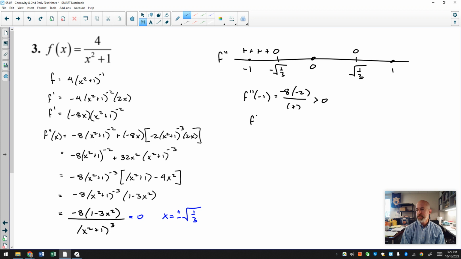F double prime of 0 is -8 times 1. That's -8 over something positive. That will return a negative. And then f double prime of +1 is going to end up being the same as f double prime of -1, which is -8 times -2 over something positive. That is something positive. And finally, I can answer our question. We are concave up.